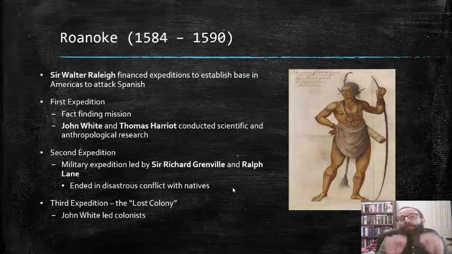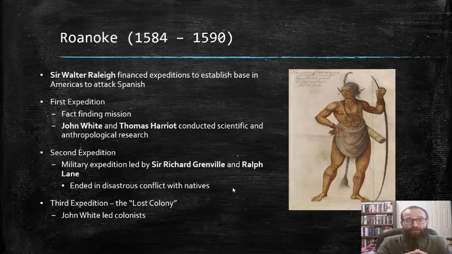Now, contrary to popular belief, Raleigh himself never actually came to the Americas. As I mentioned, he was a favorite of Elizabeth I, some say even romantically involved with her, so she was really reticent to allow him to venture out into such dangerous areas. She'd rather keep him very much close to home.